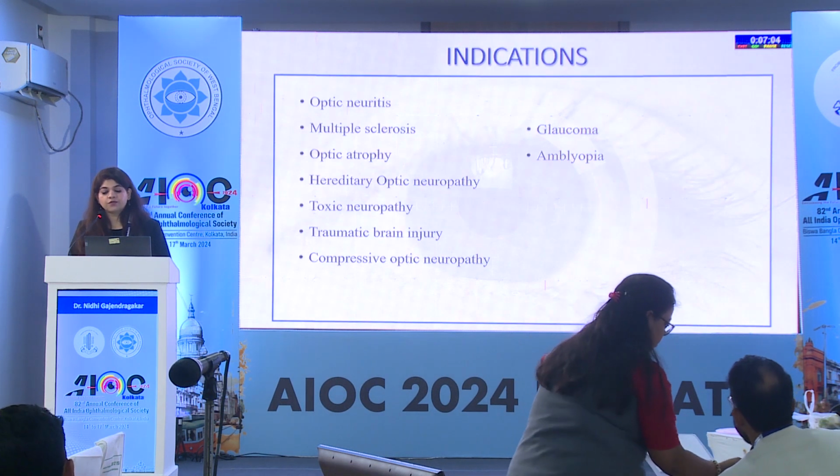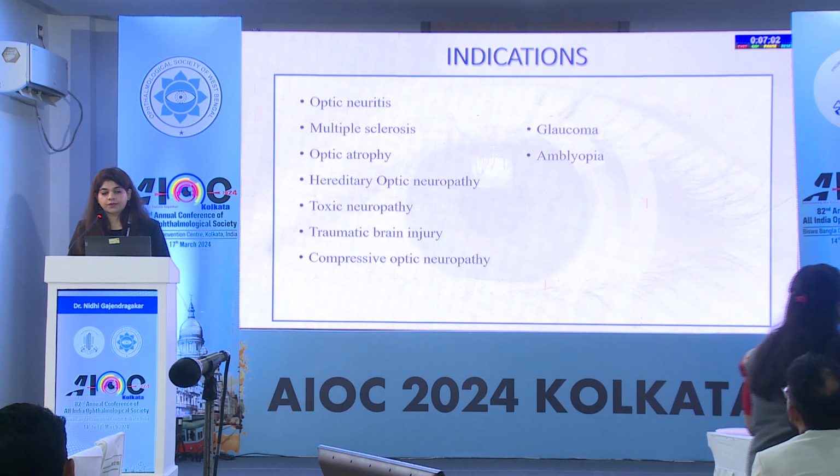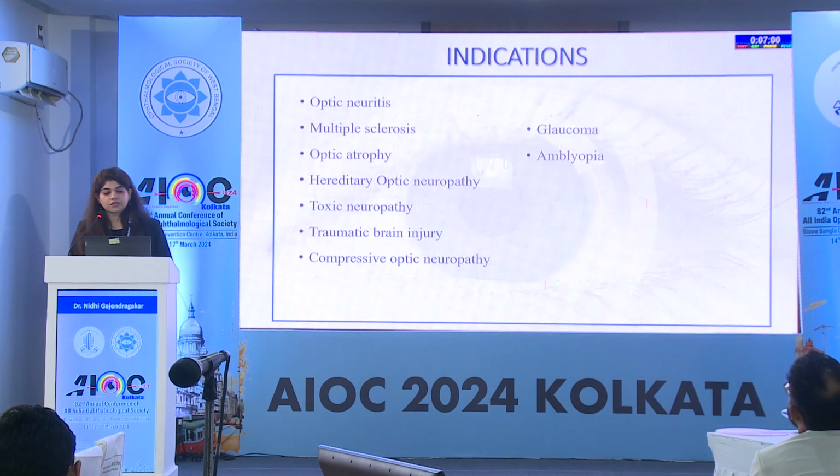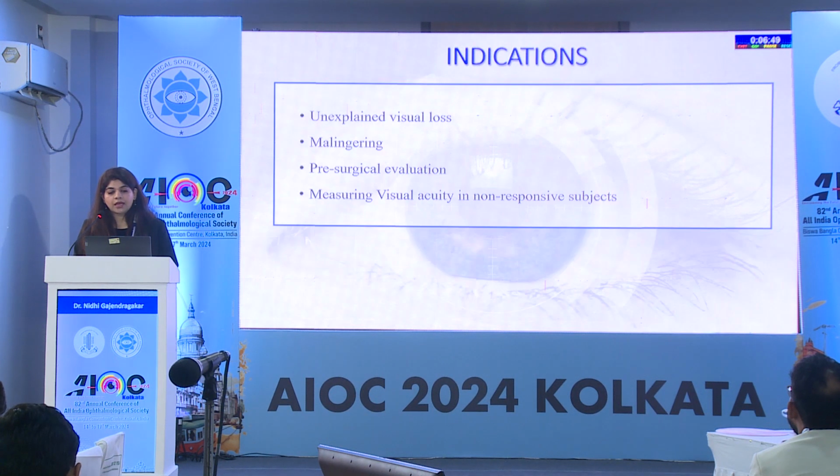So the indications for which VEP can be used are optic neuritis, multiple sclerosis, optic atrophy, hereditary optic neuropathies, toxic neuropathies, traumatic brain injury, compressive optic neuropathies, glaucoma, amblyopia, and also for unexplained visual loss, malingering, pre-surgical evaluation, and measuring the visual acuity in non-responsive subjects.